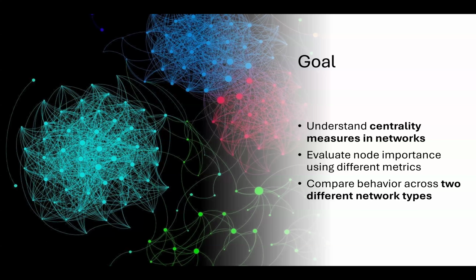So the goal is to analyze how different centrality measures identify important nodes in networks. We evaluate several centrality metrics and compare how they behave across two different types of networks. This helps us understand how network structure affects which nodes are considered important.